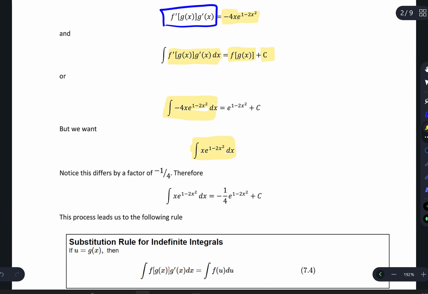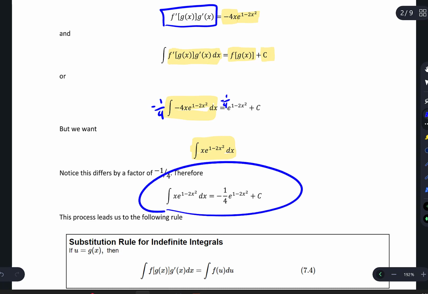But notice that these two integrals are only off by a factor of negative 1/4. So if we were to multiply both sides here by negative 1/4, notice that we would get the following. And this is exactly what we wanted. So we started off by asking, what is this integral equal to? And here we have the answer.